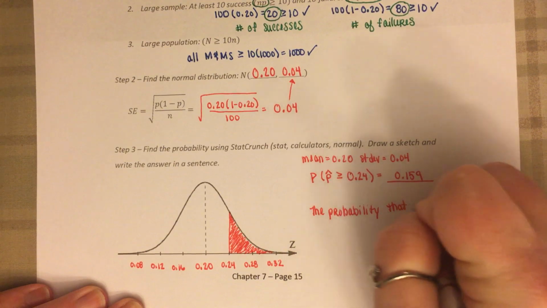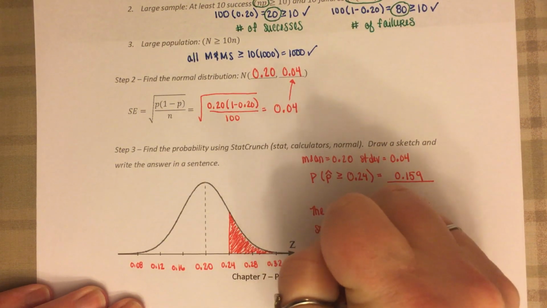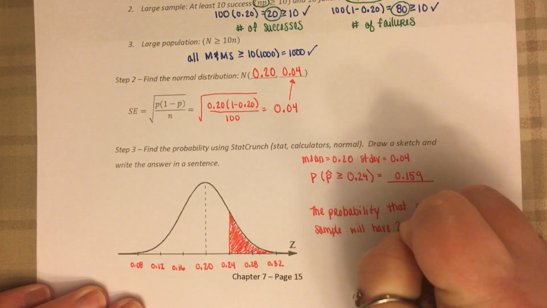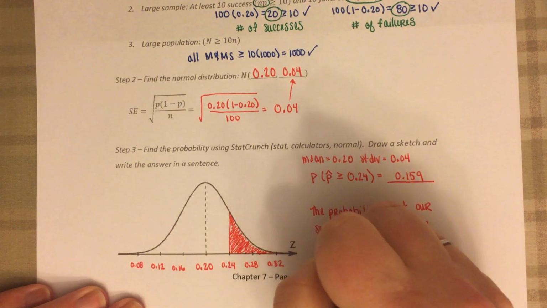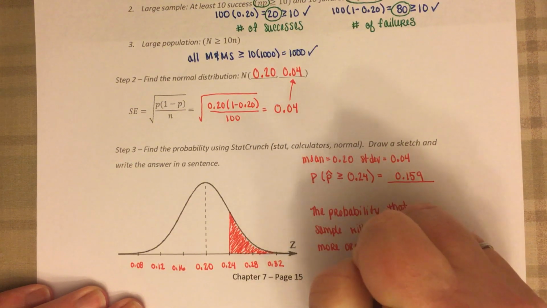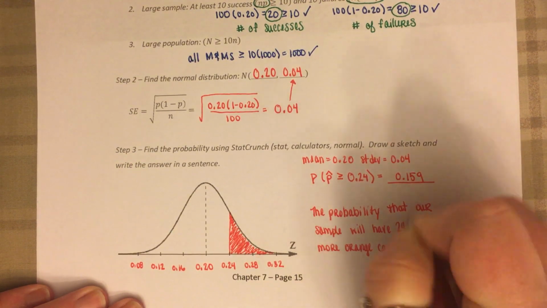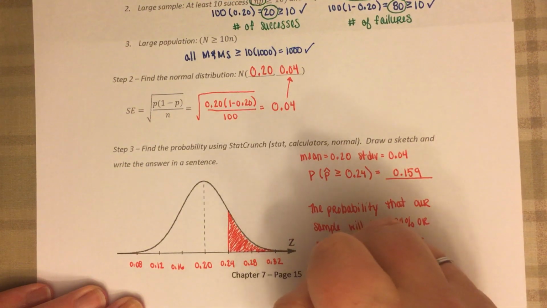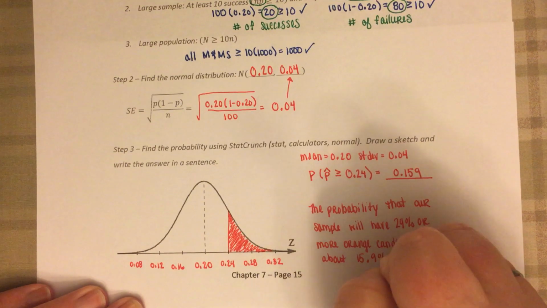that our sample will have 24% or more orange candies is about 15.9%.